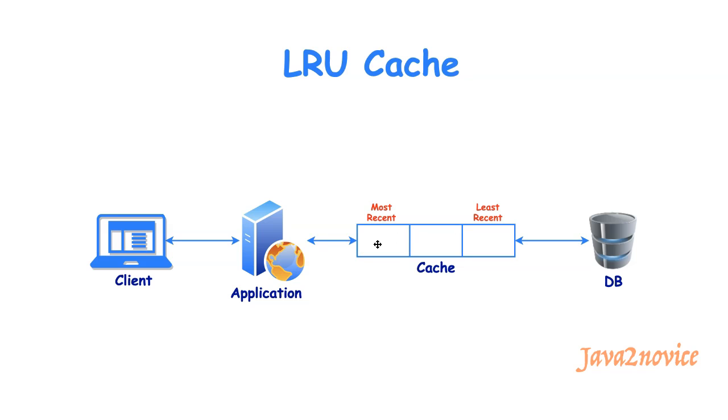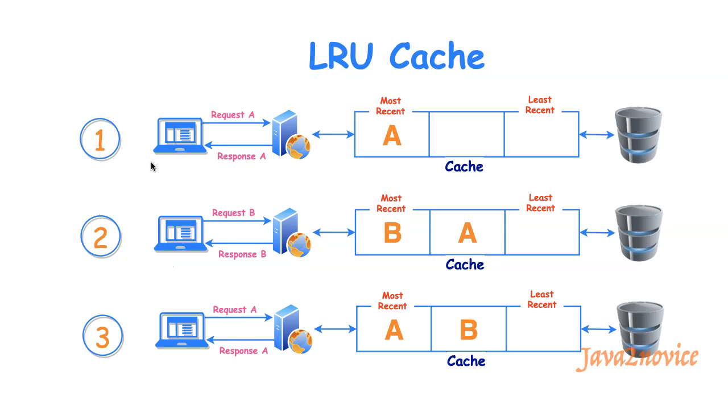This cache maintains data in the order based on usage. I mean, the cache maintains the data in the order based on its recent access. The most recently accessed data will be the first element and the next accessed data will be in the second position and so on. Let's say that we are making our first request called request A.